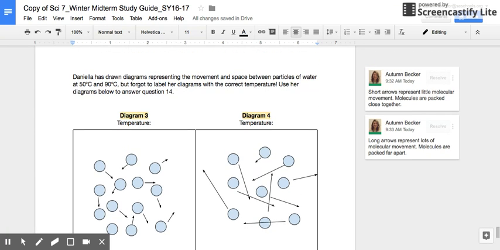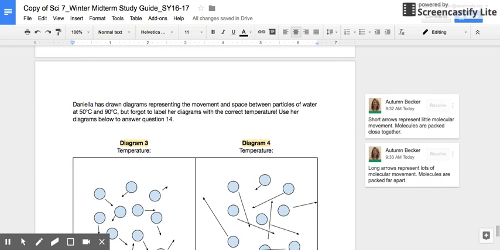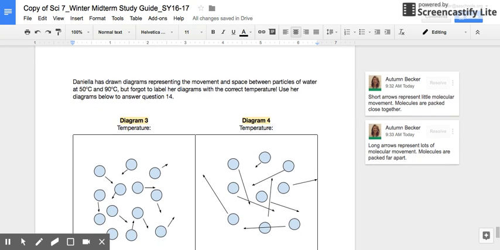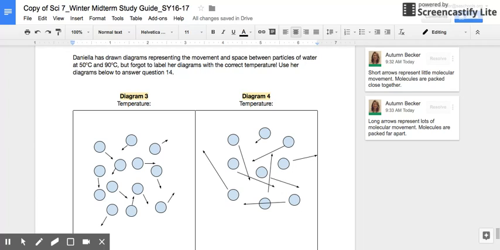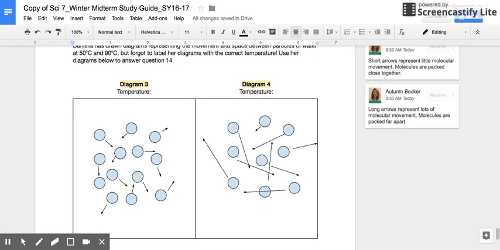And what I added here were some useful annotations for what I should be seeing you guys doing on your midterm. So diagram 3, number 1, what I'm looking at: molecules, those are the blue circles, and then I'm looking at arrows. And what do these arrows represent? The arrows represent the movement and speed at which molecules are moving. So a short arrow tells me that they're not moving very much, they're not moving very quickly. When we look at diagram 4, we're looking at molecules again, but you're looking at longer arrows. The long arrows are going to tell me that molecules are moving a lot and they're moving very quickly.